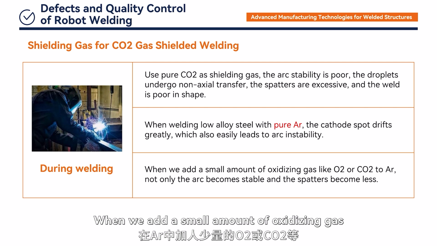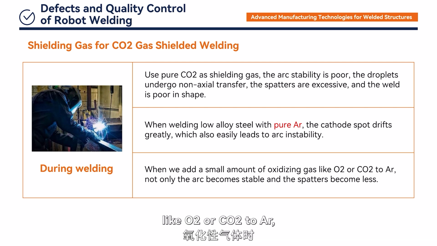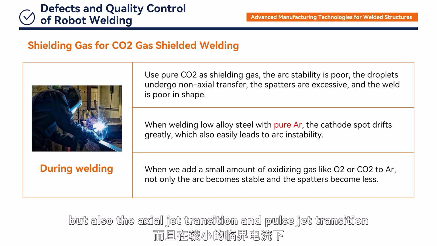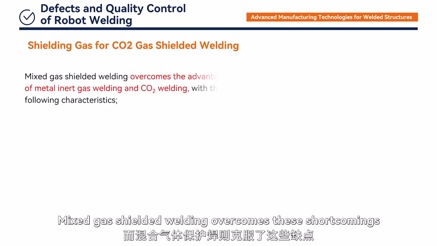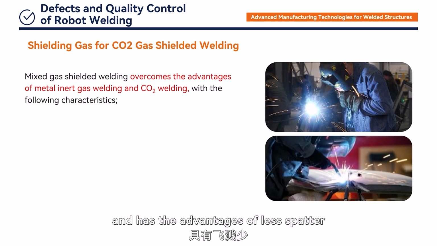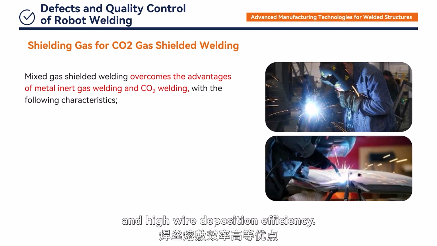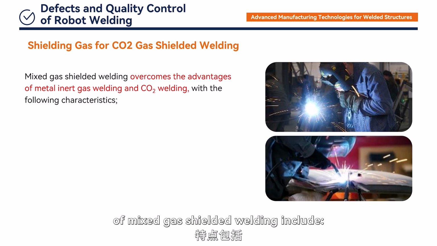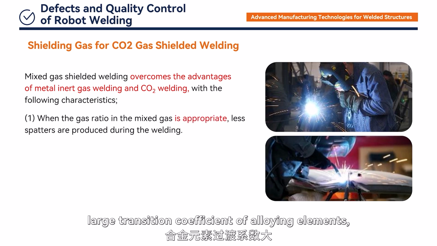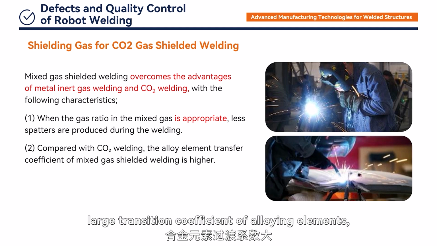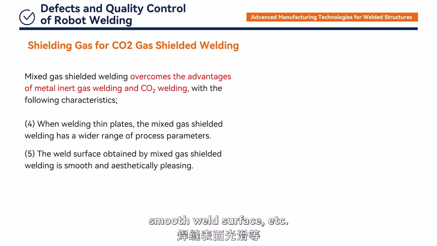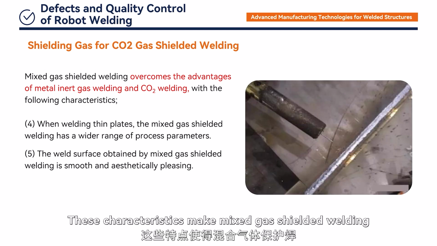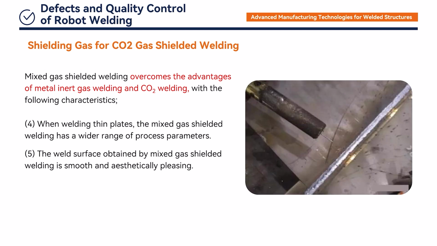When we add a small amount of oxidizing gas like oxygen or carbon dioxide to argon, not only does the arc become stable and the spatters become less, but also the axial jet transition and pulse jet transition can be obtained at a small critical current. Mixed gas shielded welding overcomes these shortcomings and has the advantages of less spatter and high wire deposition efficiency. The characteristics of mixed gas shielded welding include less spatter, large transition coefficient of alloying elements, low oxygen content, large range of process parameters, smooth weld surface, etc. These characteristics make mixed gas shielded welding widely used in robot welding.